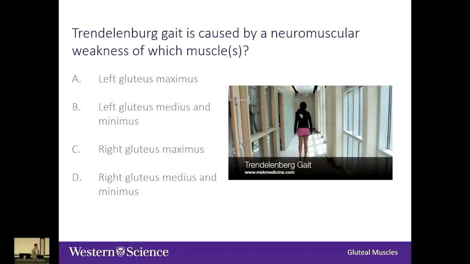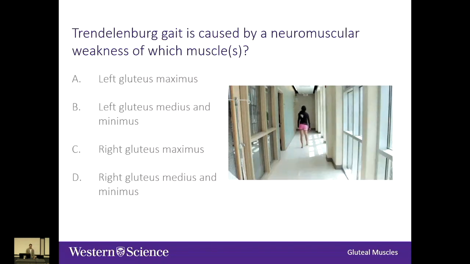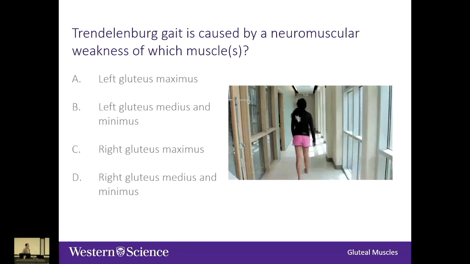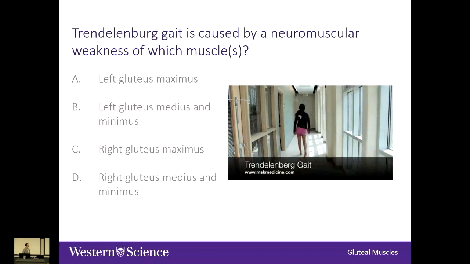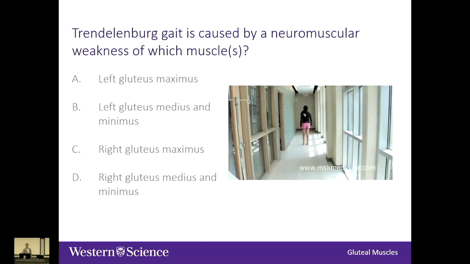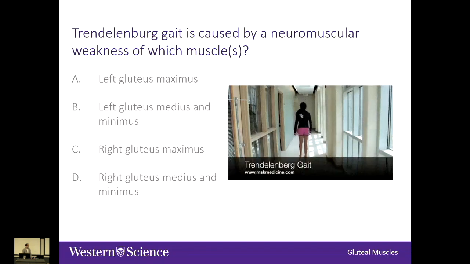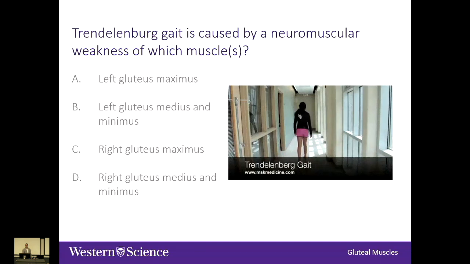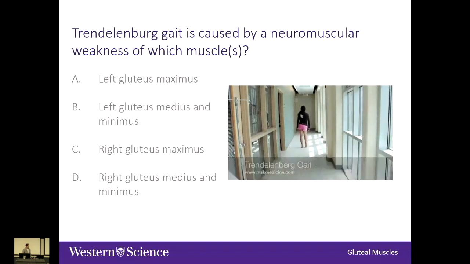All right, so let's ask a question that might actually be on the exam, a bit more clinically relevant. So this will have voting. I'll let you watch the video first, and then I'll open up the polling. So there's this condition called Trendelenburg gait, and it's caused by neuromuscular weakness of some of the muscles that we just talked about. So I want you to look at the way this person's walking, and hopefully you can see that it is abnormal. And if you think about those muscles we talked about, some of the muscles help stabilize your pelvis when you're walking.